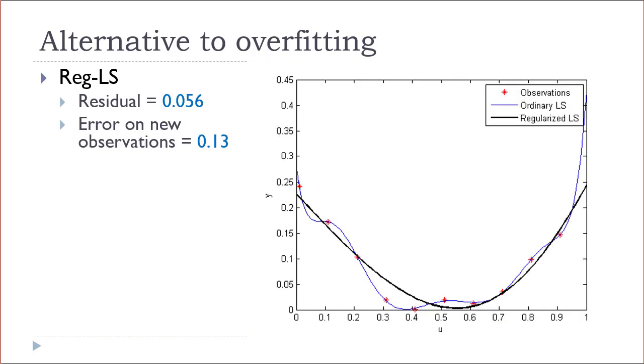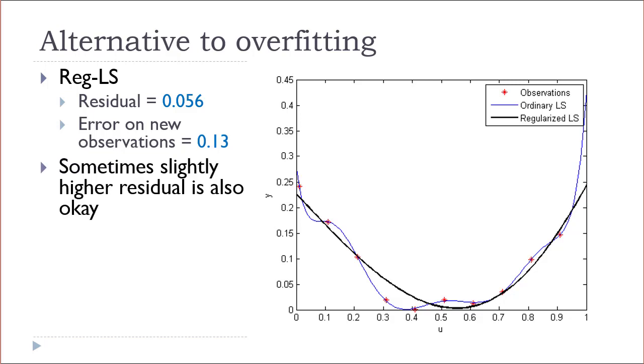An alternative formulation is the so-called regularized least squares, which yields the black curve that is shown here. You can see that the training error of the black curve is much higher than the training error of the blue curve. And in fact, the black curve does not even fit properly. On the other hand, the test error here is less than half of what the blue curve gives. So this is a simple demonstration of the fact that sometimes higher residual is also okay as long as we get a lower test error.